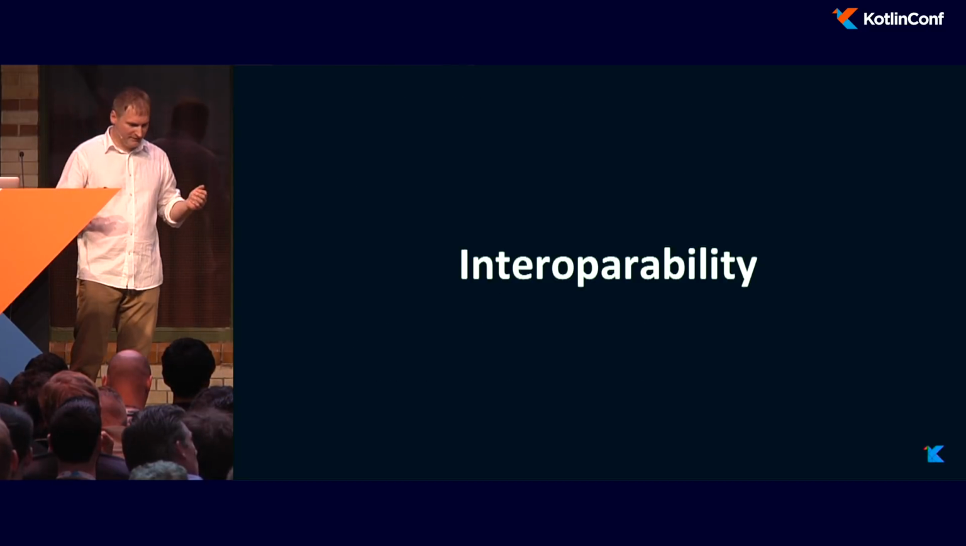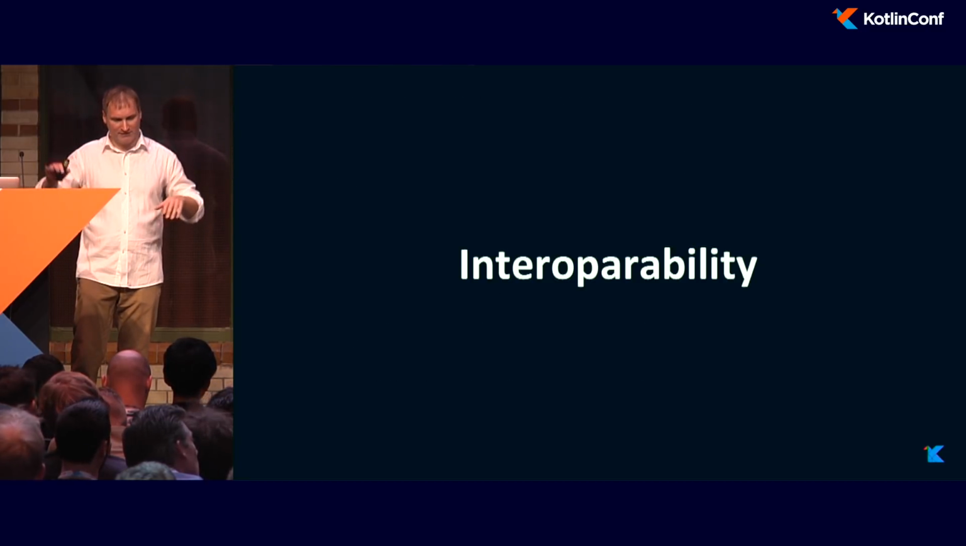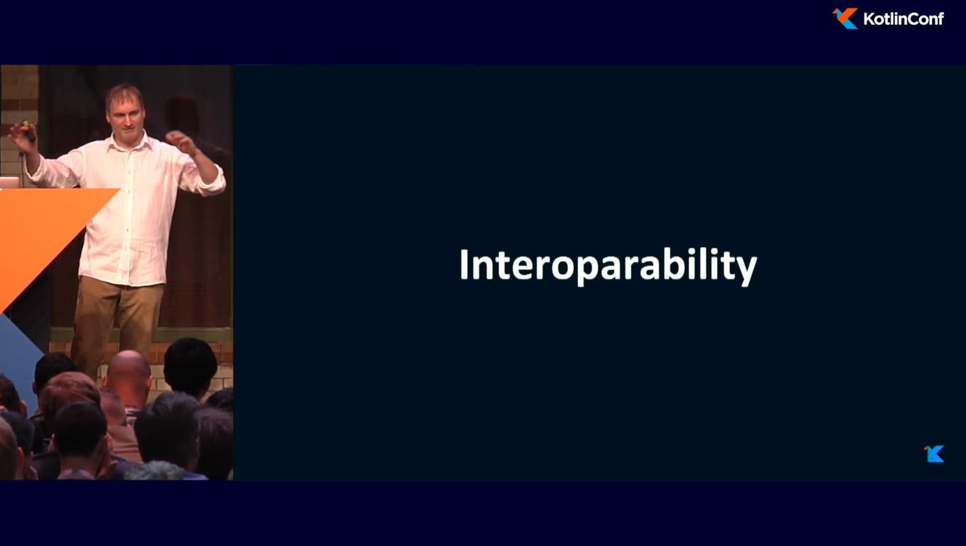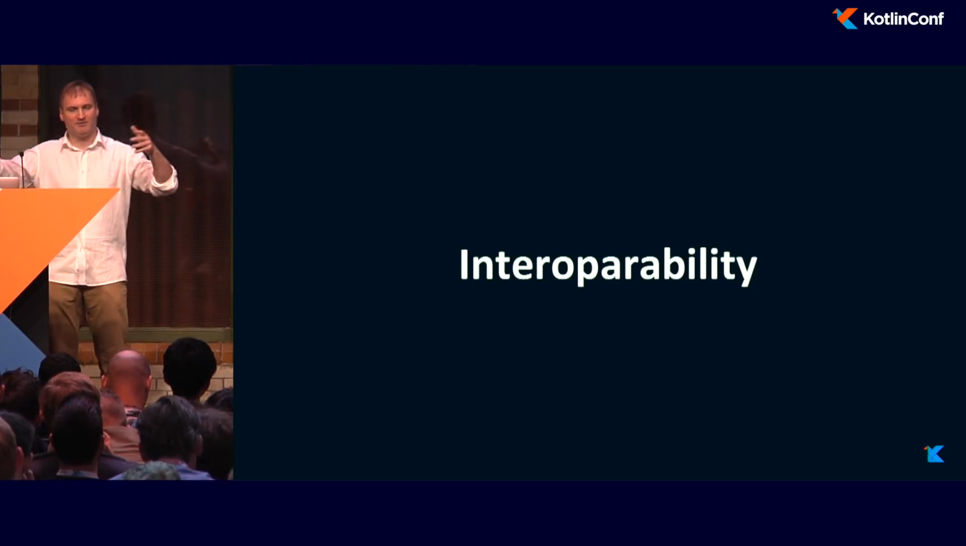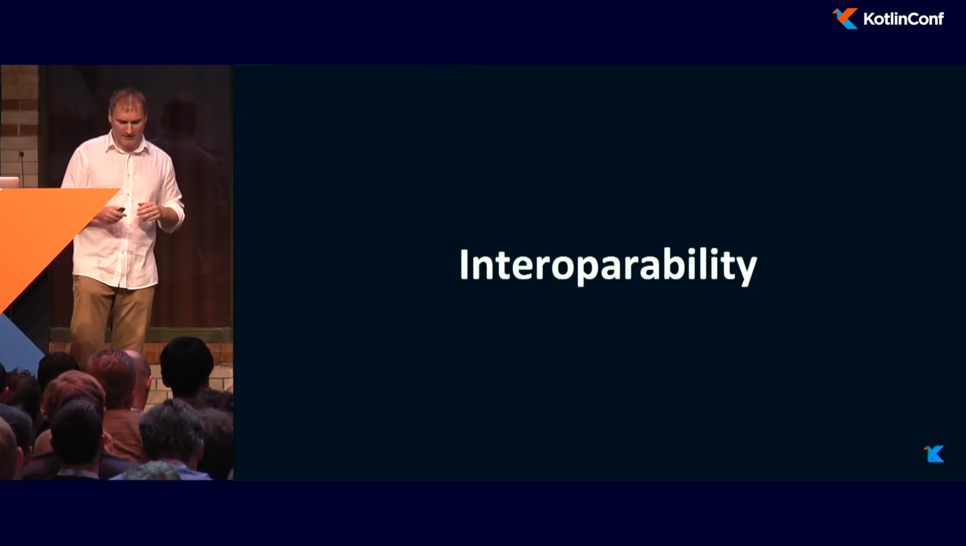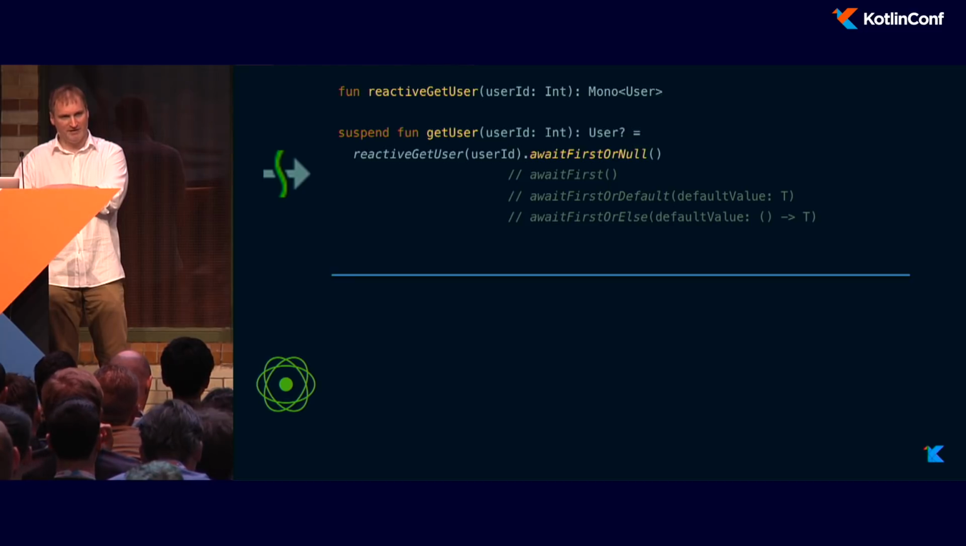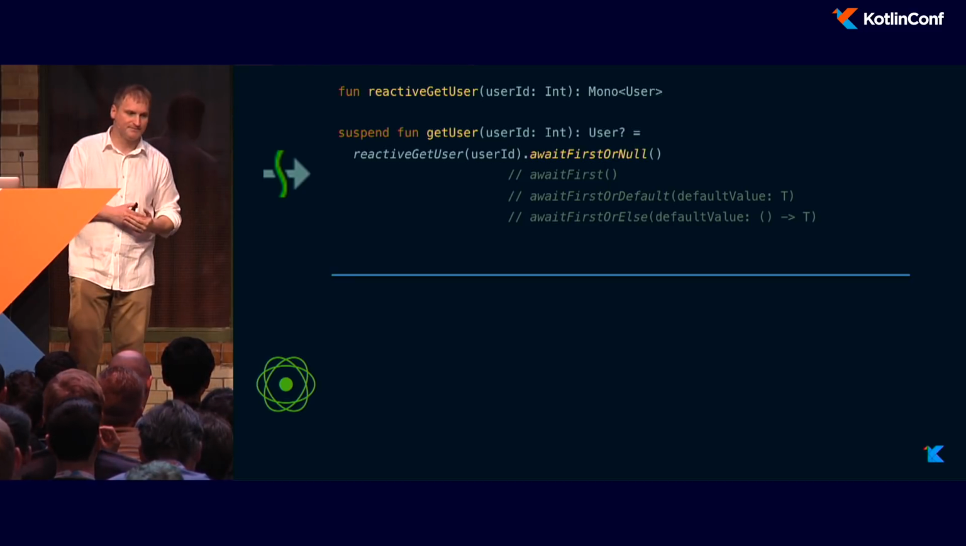So we've seen the code with coroutines and reactive programming. The question is now, sometimes one is better, sometimes the other is better. Can we somehow combine both of them? So there are ways to actually use coroutines with reactive programming code and the other way around.